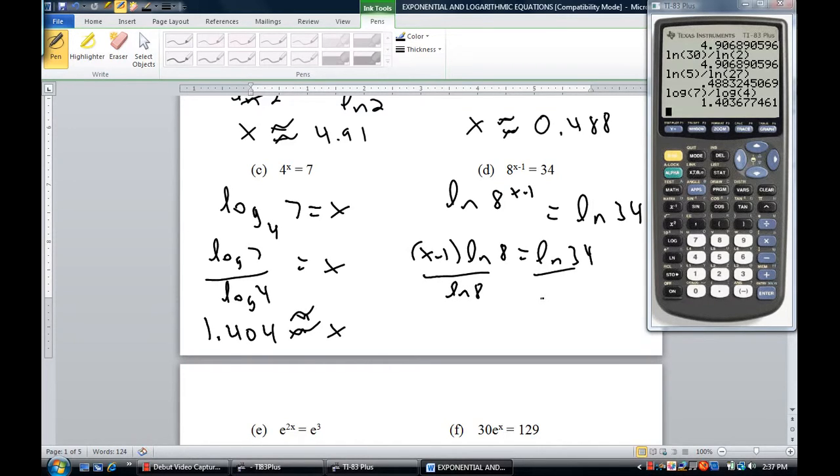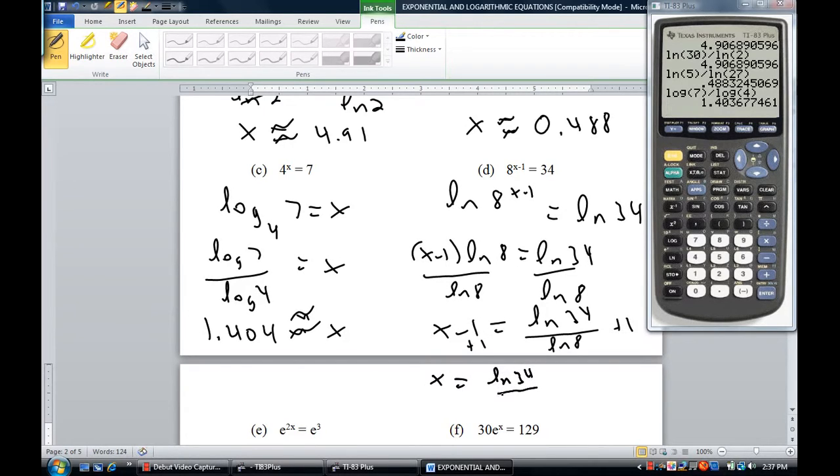Now depending on the system that you're using or your instructor, they may want a different type of answer. Hopefully they'll take this. Now I want to isolate the x, so I'm going to add 1 to both sides. So we get x equals natural log of 34 divided by natural log of 8 plus 1.